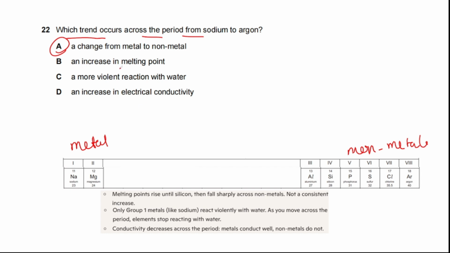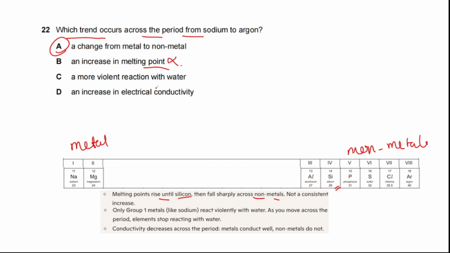Then option B, an increase in the melting point. No, the metallic bonding gives the metals a higher melting point. So here the melting point is actually rising up to silicon, and then there will be a sharp fall to the non-metals. So it's not a consistent increase.